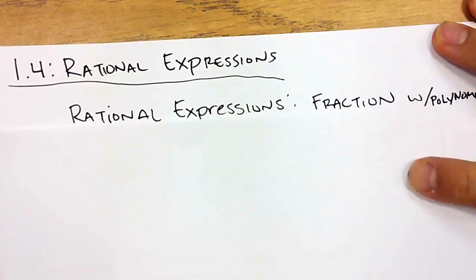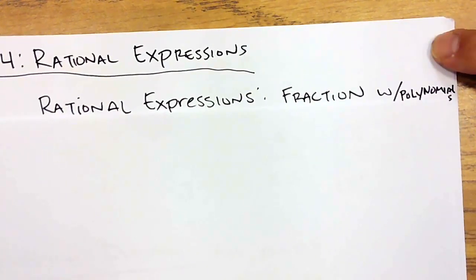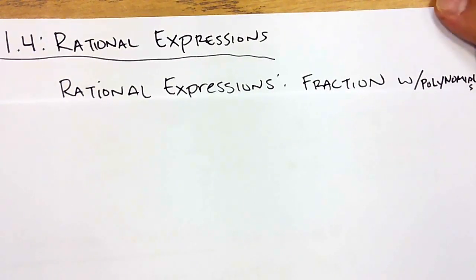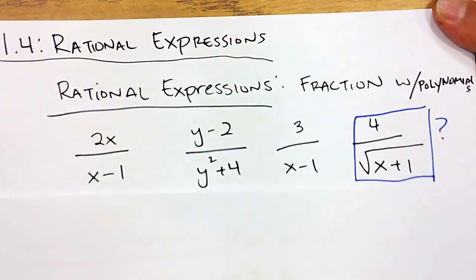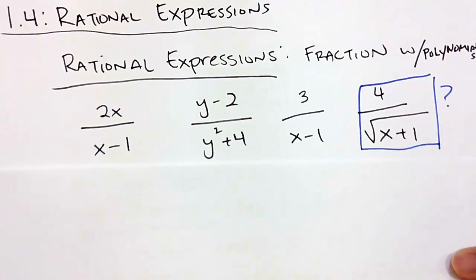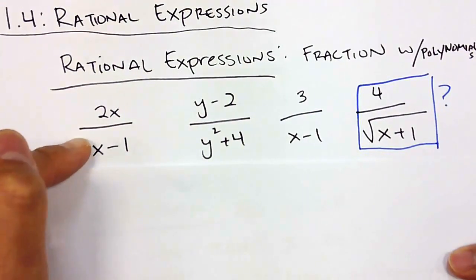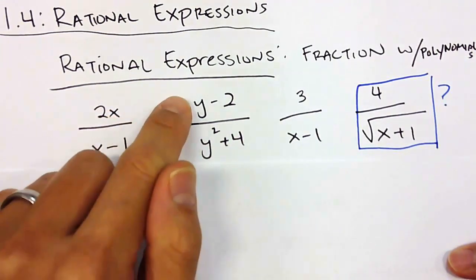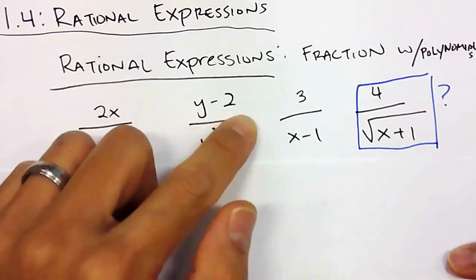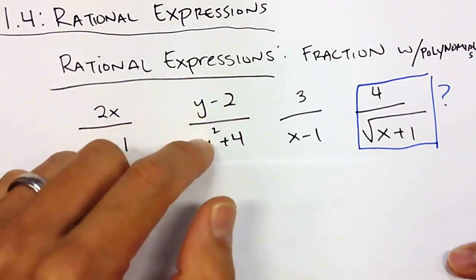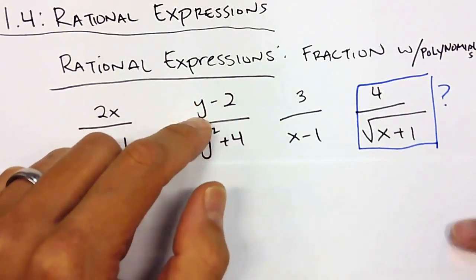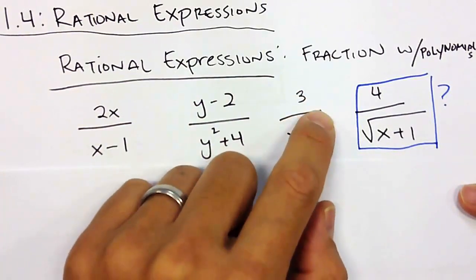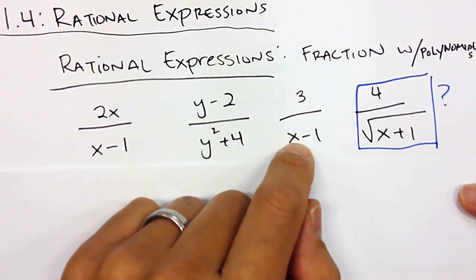Rational expressions are basically fractions with polynomials. Excuse my handwriting, but it's a fraction with a polynomial. So here are a couple of polynomials. This is a polynomial, x minus 1, so it's a rational expression. These two, it's a fraction because of the fraction bar, but these two are polynomials, so it's a rational expression. 3 divided by x minus 1, it's a fraction bar, so it's a fraction with a polynomial.